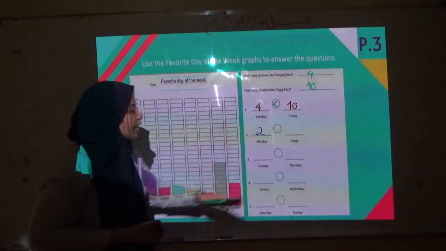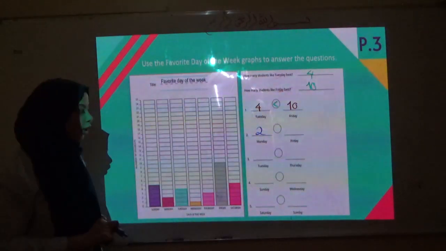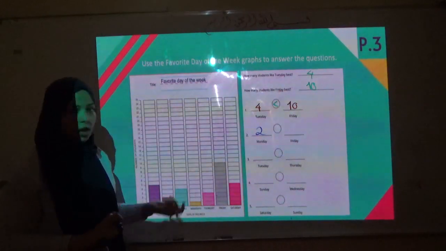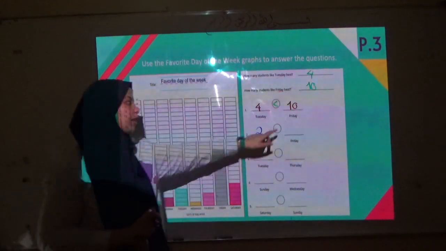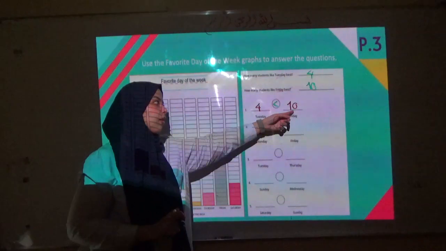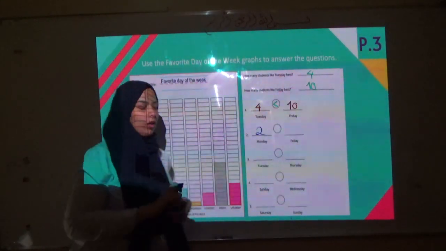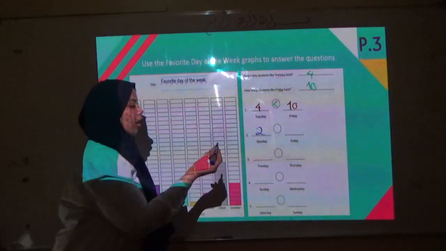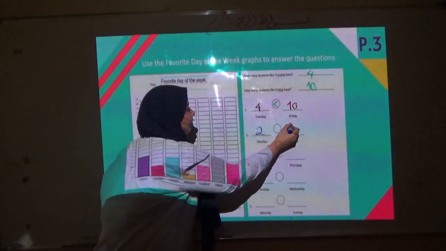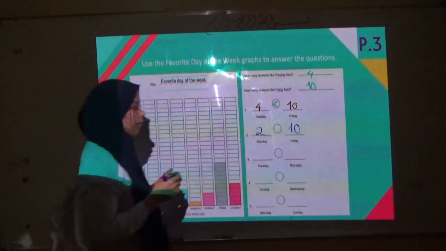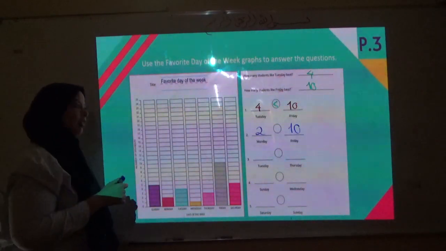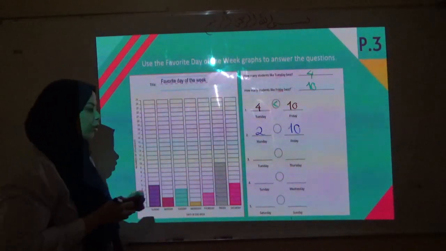The second day is Friday. Do I need to go to the graph? You can go to the graph, but you already got the value of Friday, which is 10 here and there. So for me, I'll do it 10 directly without going back. And now I have to decide what is the relation.